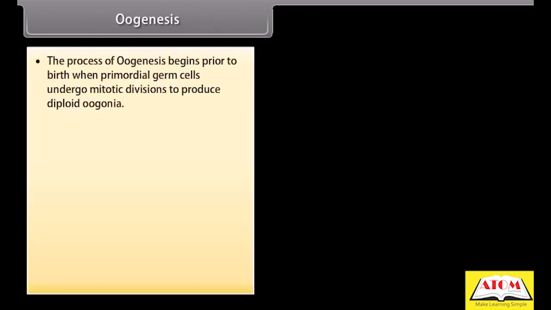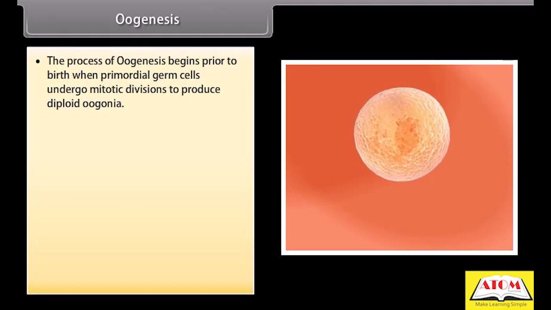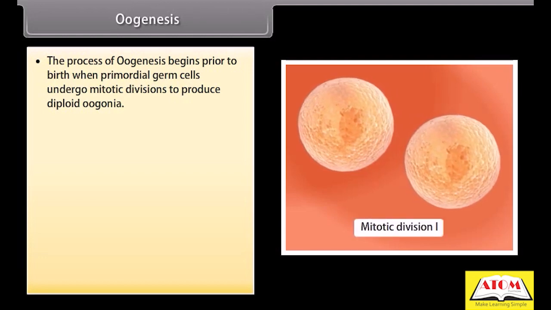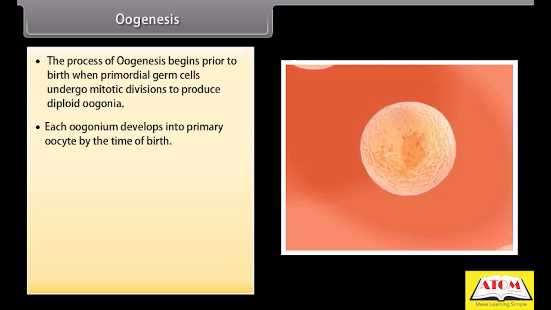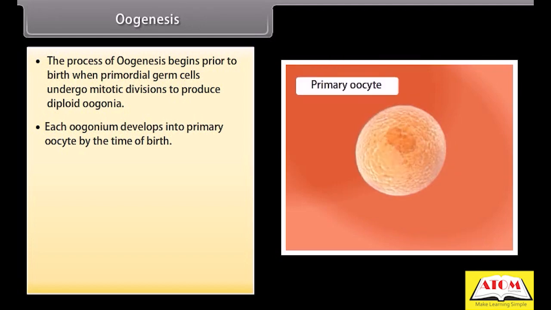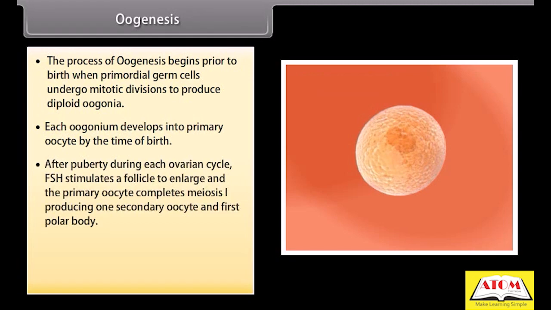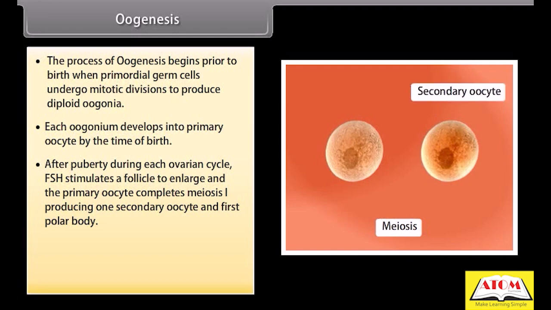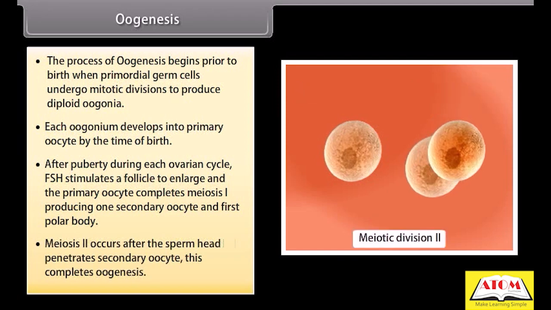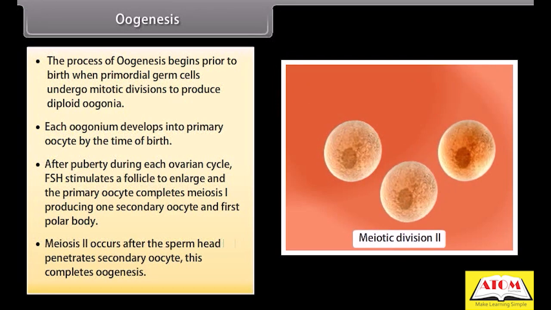Oogenesis. The process of oogenesis begins prior to birth when primordial germ cells undergo mitotic divisions to produce diploid oogonia. Each oogonium develops into a primary oocyte by the time of birth. After puberty, during each ovarian cycle, FSH stimulates a follicle to enlarge and the primary oocyte completes meiosis I, producing one secondary oocyte and first polar body. Meiosis II occurs after the sperm head penetrates the secondary oocyte. This completes oogenesis.